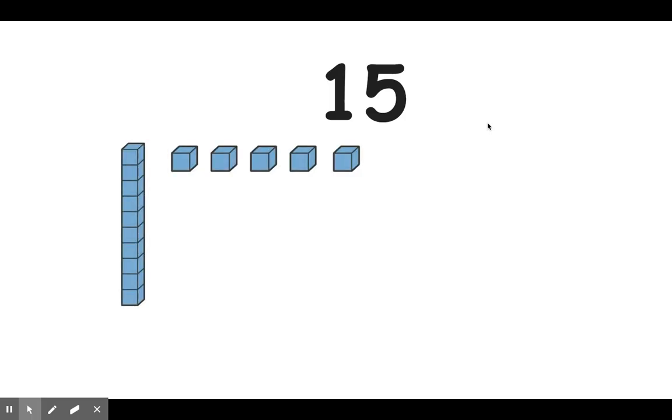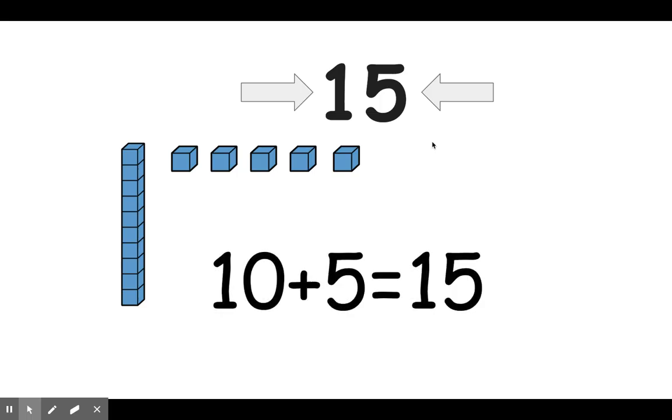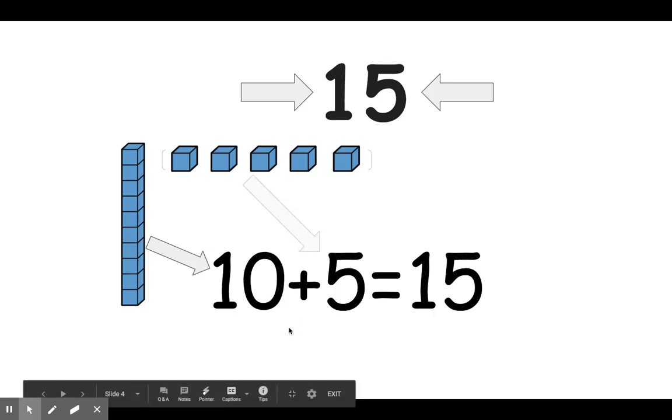Let's look at the number 15. This is the number 15. We can show 15 using our place value cubes by getting 1 ten. Here, this digit represents one group of 10, and 5 ones. The number on the right here, this digit 5, represents the 5 ones in 15. So 15 is 1 ten plus 5 ones equals 15.